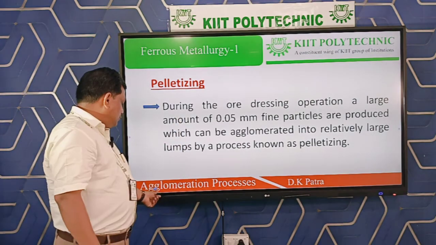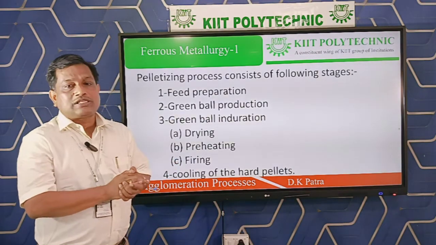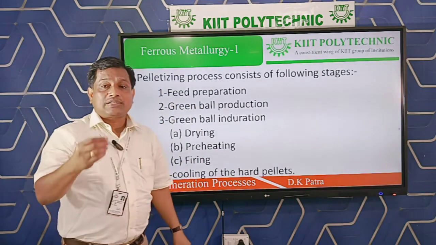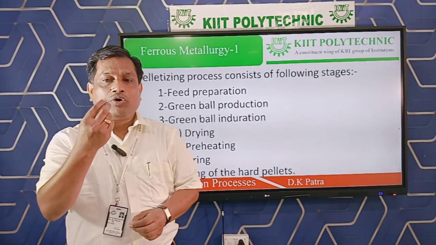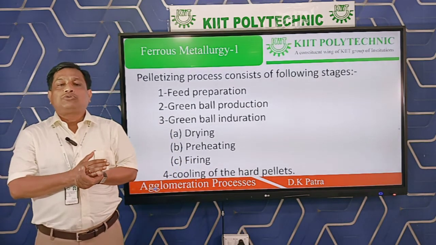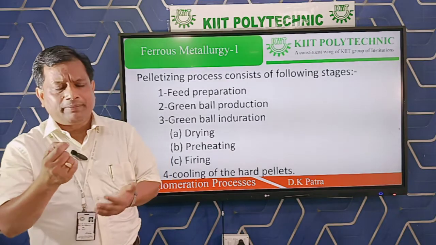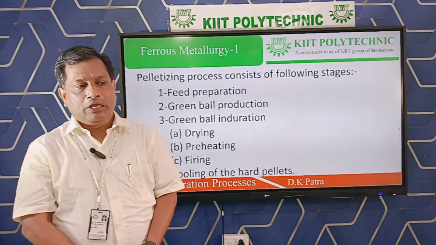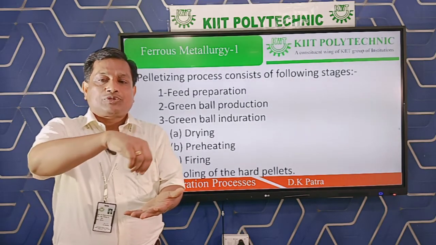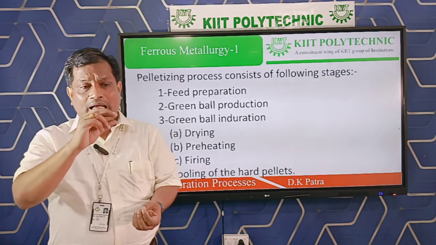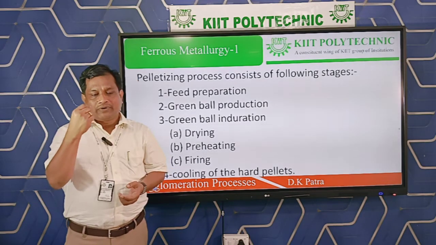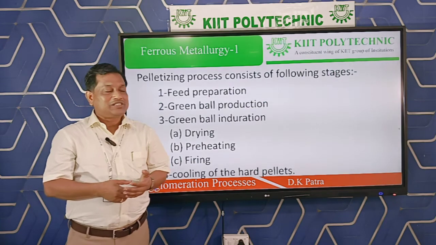Now what do we have to do with this pelletizing process? First it starts with feed preparation and green ball production. That means first we have to convert these fines into small balls, the nodular form. How can we convert? For this we have to take the help of a binder. In the preliminary stage we take the help of a binder as well as a little moisture. So we take the iron ore, mix in the binder, add a little moisture, and by a rolling operation with the help of machinery, we convert it into small balls. These balls are called green balls.